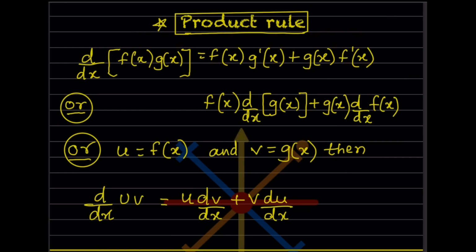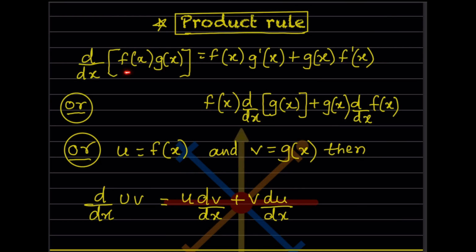So this we can also write as f of x into g dash x, means we can write d by dx of g of x. This will be right here plus g of x as it is, and for this f dash x we can write d by dx of f of x. We can also write this way. Or we can do one more thing over here.